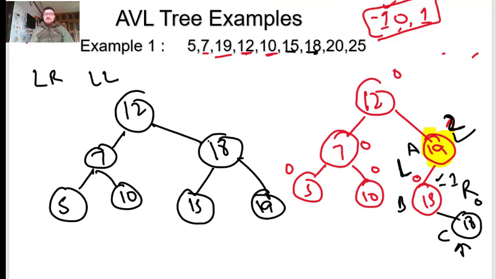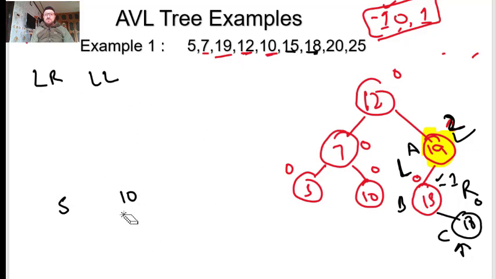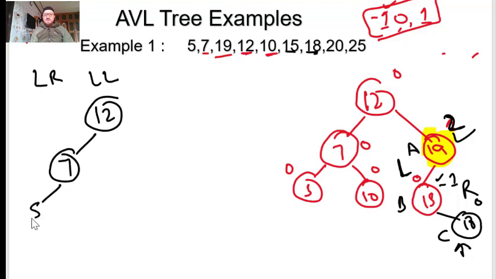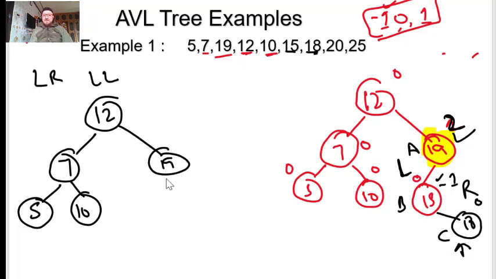Or alternatively, if you want to do it as a two-step process, then you will first convert it into the RR rotation. So we say this is 12, this is my 7, this is my 5, this is my 10. In the first step, you make it RR. That means you convert this 18 and 15, and rotate it. The 15 goes down, so 19 is here, then 18 will come here, and 15 will come here. So it becomes LL rotation.